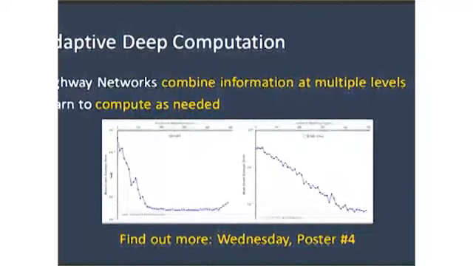So highway networks represent a more flexible class of neural network models. It is already being used by people for things like speech recognition and language modeling. And if you want to find out more, please come to our poster tonight. It's poster number 4. Thank you.